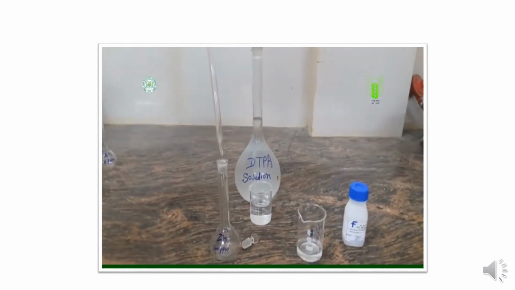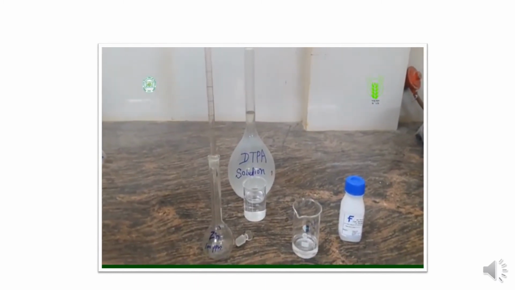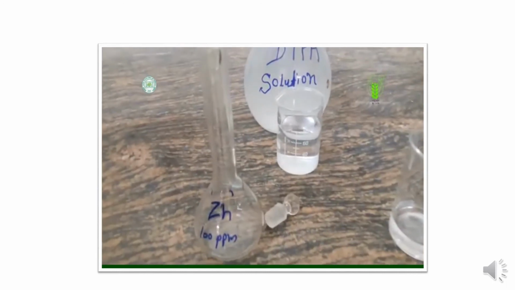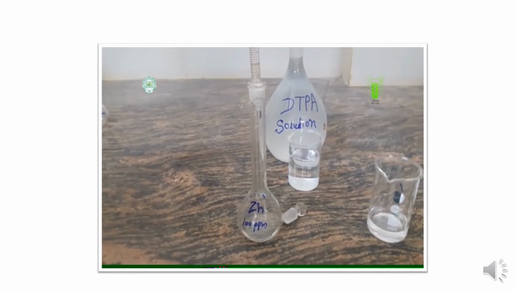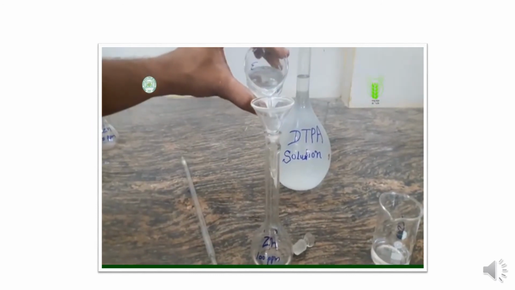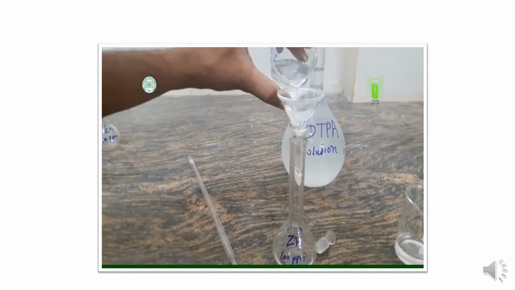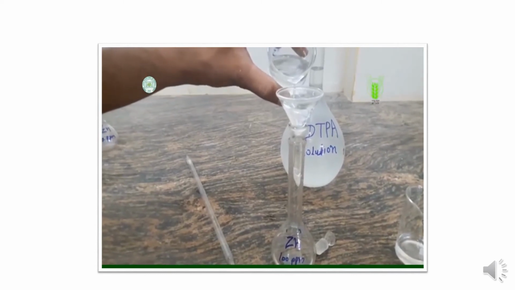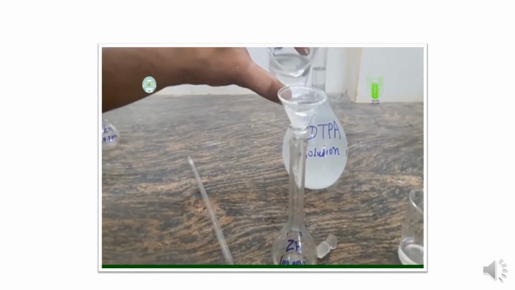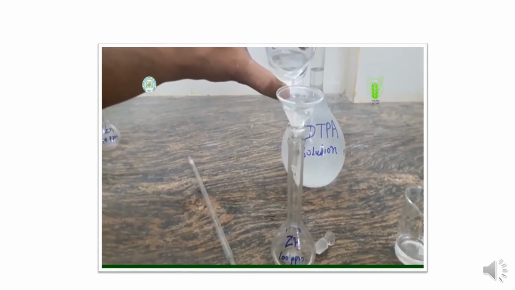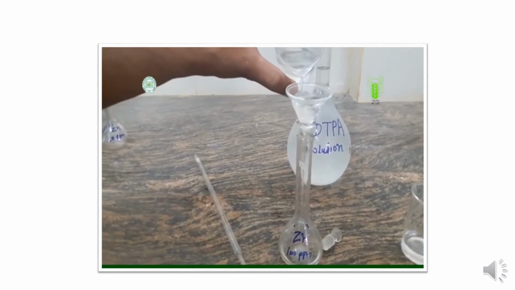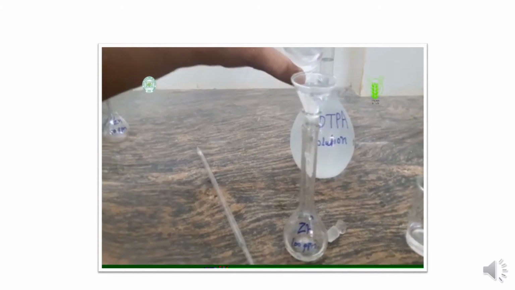After adjusting the pH of the DTPA extraction solution, we need to prepare stock solutions of separate micronutrients. We need to prepare a separate stock solution for each micronutrient like iron, zinc, copper, and manganese. We need to prepare a series of standard solutions for each micronutrient. To prepare a series of standard solutions for zinc, we need to prepare a stock solution of 100 ppm.